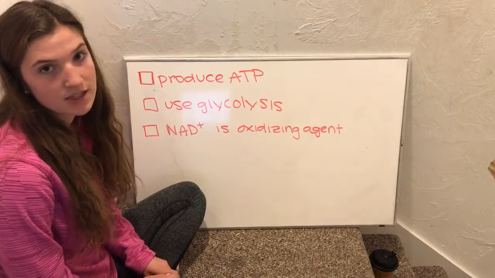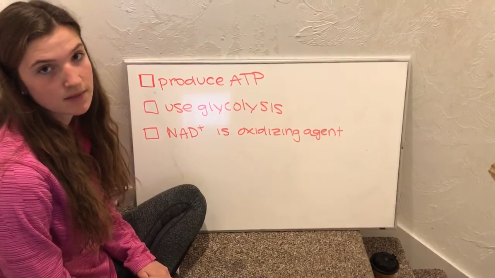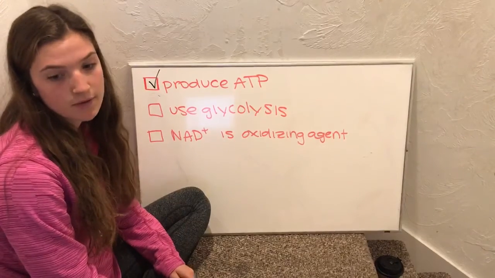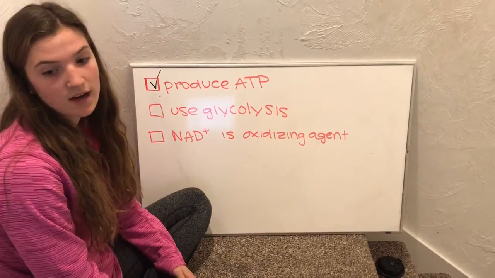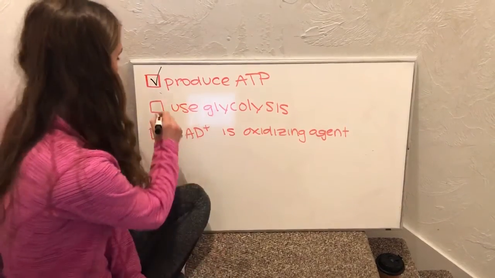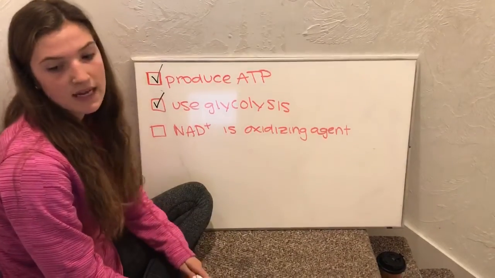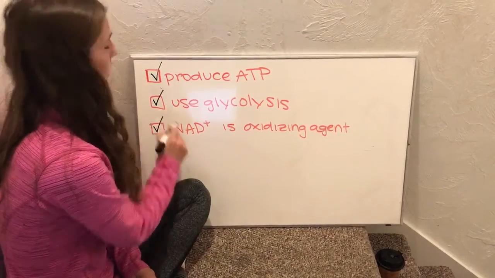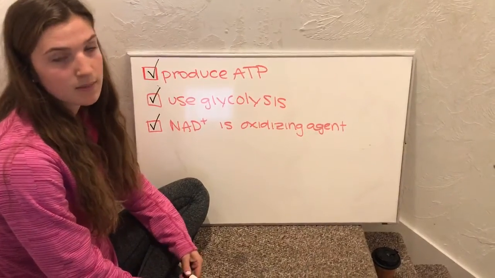When comparing fermentation and aerobic respiration, there are some similarities. Both produce ATP by harvesting chemical energy from food. Both use glycolysis to oxidize glucose and other organic matter with a net production of 2 ATP. And both use NAD+ as the oxidizing agent that accepts the electrons. There is one major key difference that I will explain.